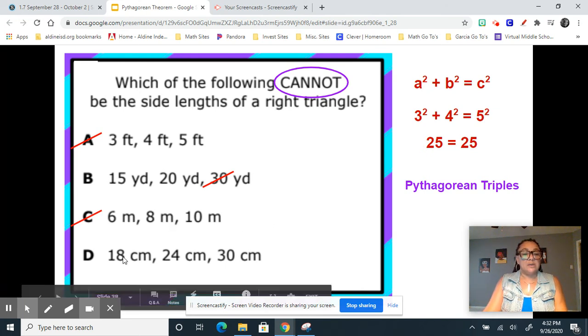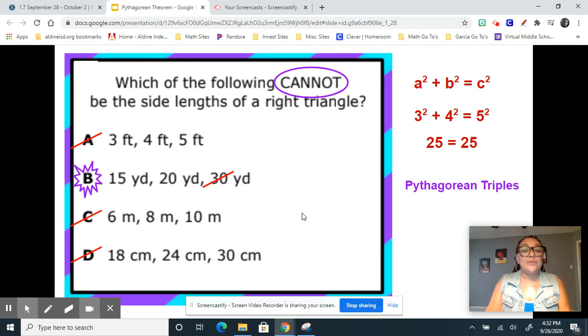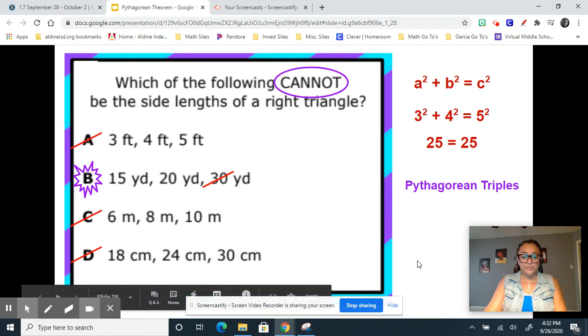3 times 6 is 18. 4 times 6 is 24. 5 times 6 is 30. So the measurements 18, 24, 30 will create a right triangle. And using the Pythagorean triples, I have proven that answer choice B will not create a right triangle.